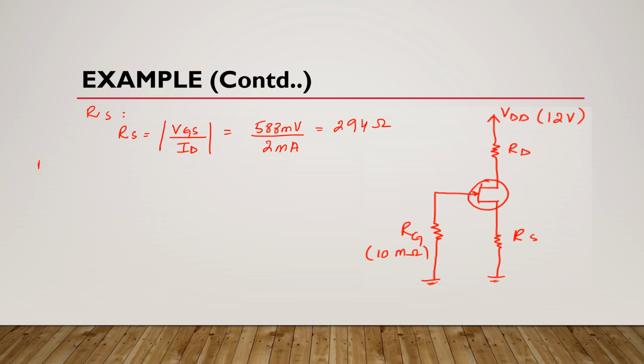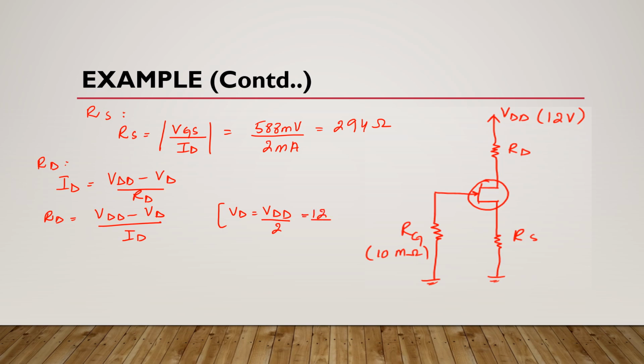Now we will find the value of drain resistor RD. Again, we will use this equation: ID is equal to (VDD minus VD) divided by RD, and if we rearrange this equation, we get RD equal to (VDD minus VD) divided by ID. We know that for midpoint bias, VD is equal to VDD divided by 2. Here this VDD is 12, and after dividing it by 2 we get 6 volts. Now we put these values here. VDD is 12 volts, VD is 6 volts and ID is 2 milliamperes. After solving this you will get 3 kilo ohms.